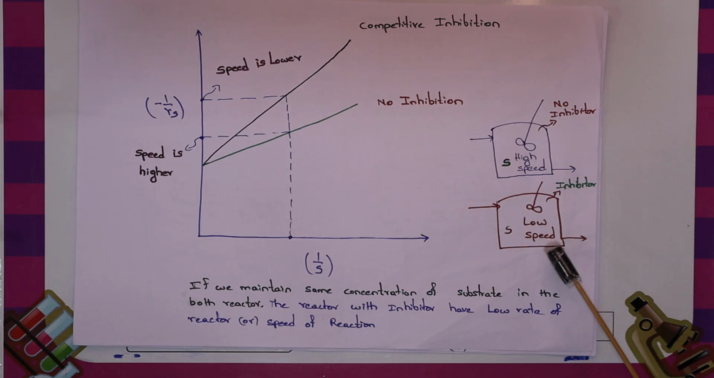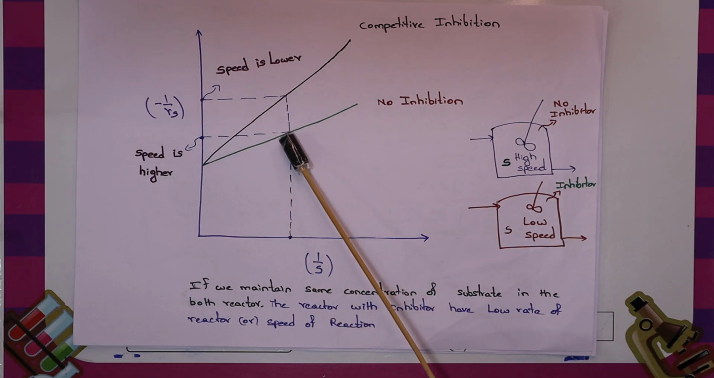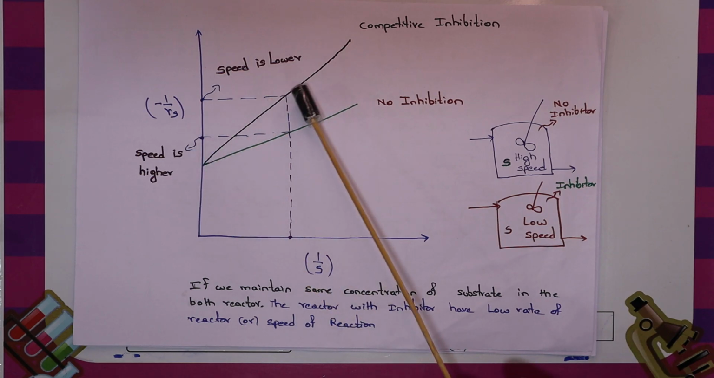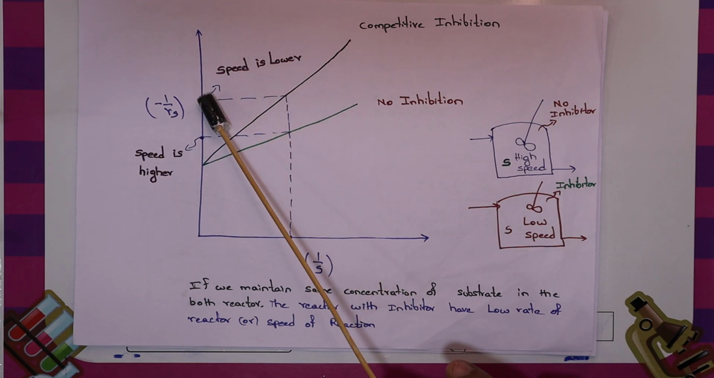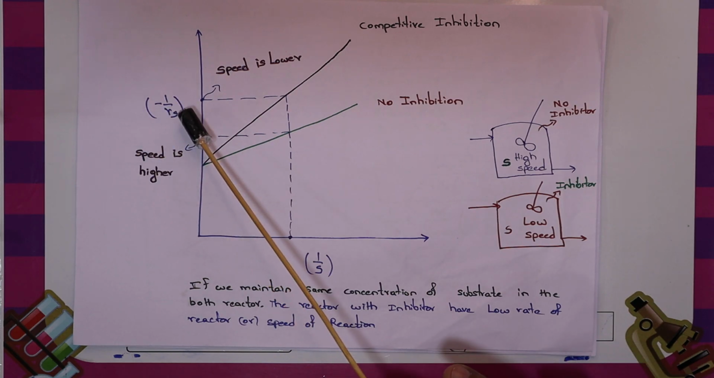the one which is having the inhibitor will proceed with the lower speed of reaction. For example, at the same concentration of the substrate, that means 1 by s, if you pick a point at 1 by s and draw a vertical line, it touches at 2 points. For no inhibition, it touches at this point. With inhibition, it touches at this point. You can see minus 1 by rs. This is not rs, this is minus 1 by rs.